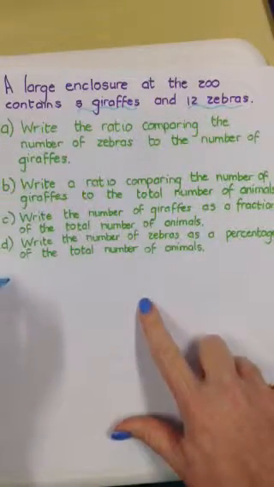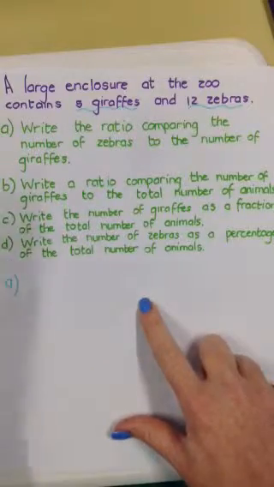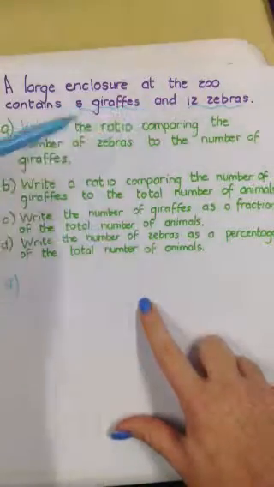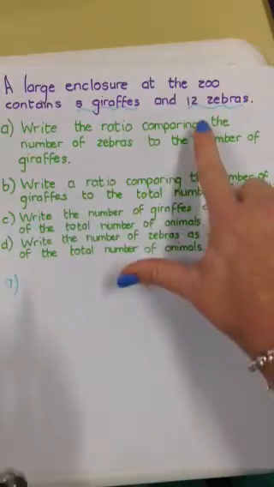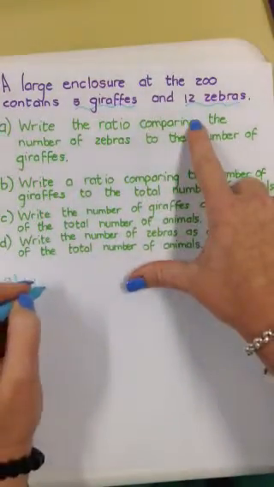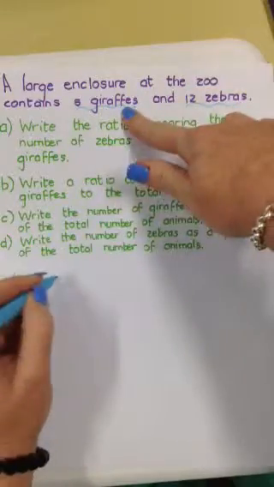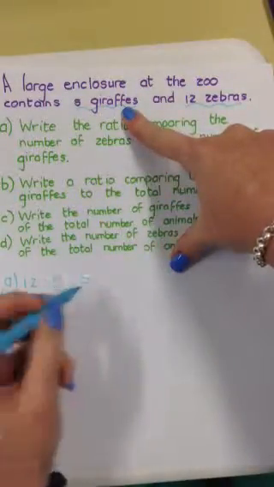So let's look at A. Write the ratio comparing the number of zebras to the number of giraffes. So they've swapped them round. So we go 12 zebras is to 5 giraffes. All right, so you know how to do that.